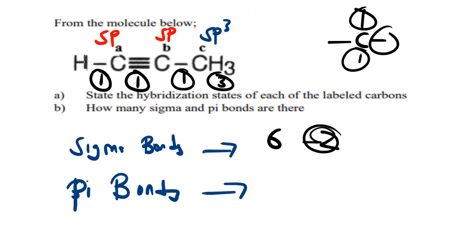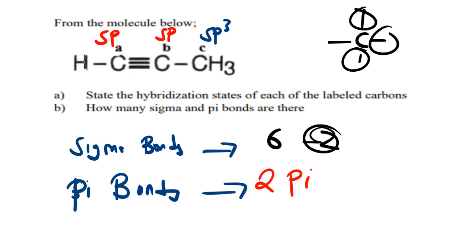What about the pi bonds? Because you don't find pi bonds in single bonds, in this case your pi bonds are only going to be in the triple bond. Now one double bond only has one pi bond, but when you have a triple bond, it means you have 2 pi bonds. So in this case we are saying 2 pi bonds. So this is how you solve this question.